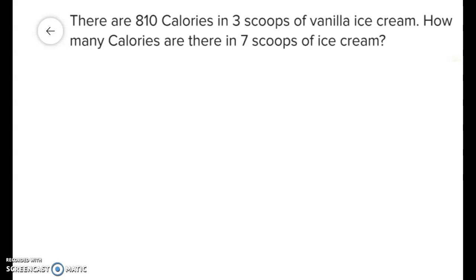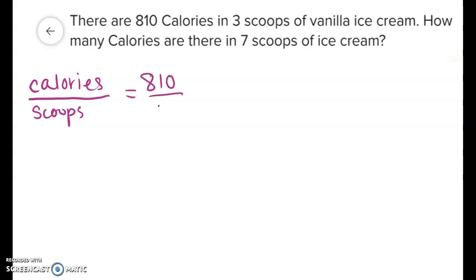So here again, we're going to be using a unit rate. And so what are we comparing? We are comparing calories to scoops. And what are they giving us for information? They're giving us that there are 810 calories for 3 scoops. And what are they asking us? How many calories will there be in 7 scoops?